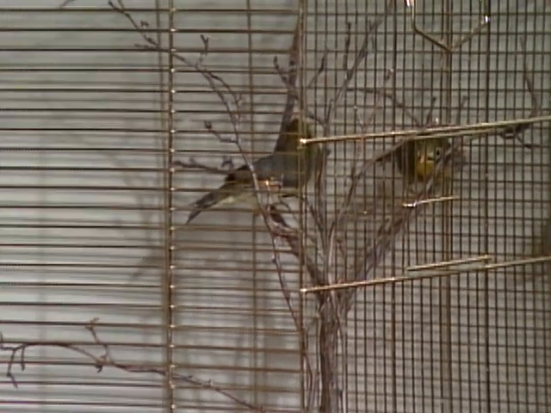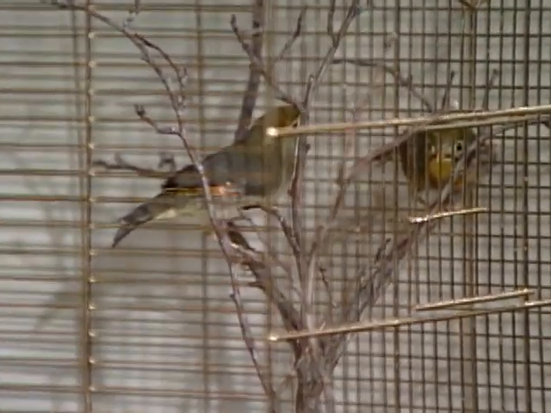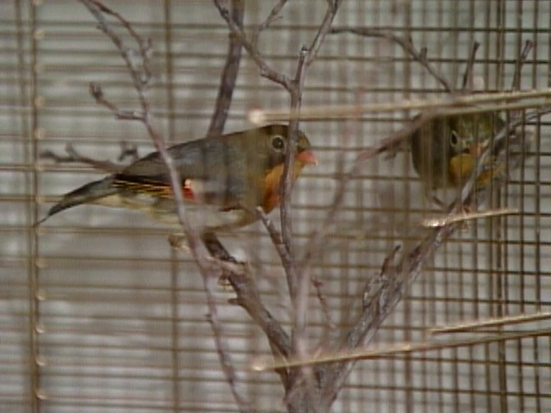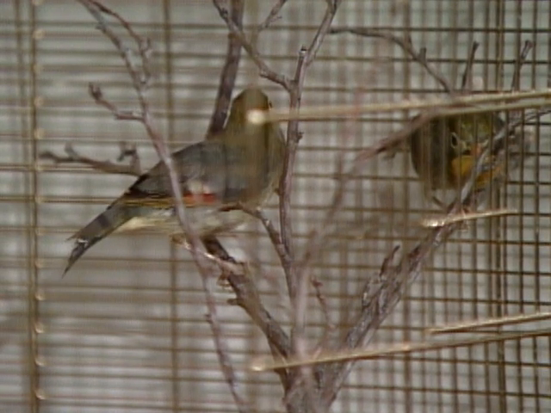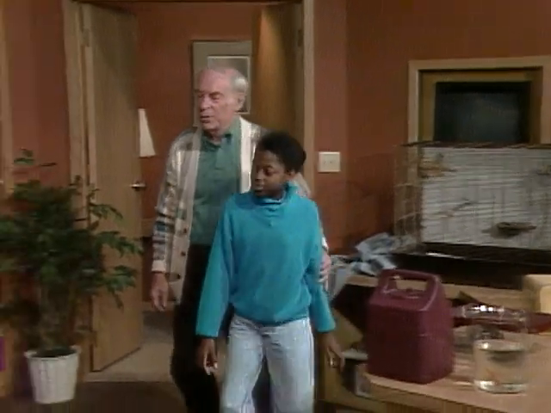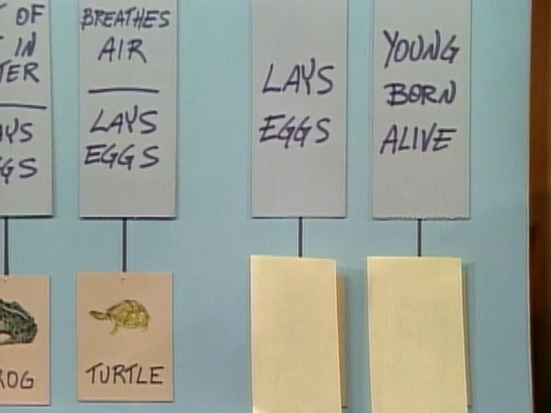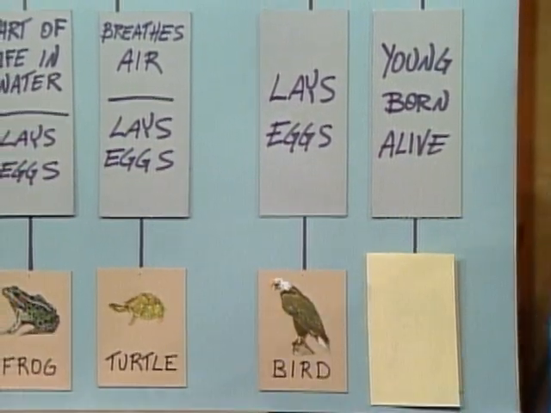Two of them, pretty, as a matter of fact. Yeah. What kind are they? They're Peking robins. Neat. Yeah, aren't they neat? That's a good word for them, neat. Okay, so we have one more classification. If you got this one correct, which was backbone, warm blood, and lays eggs. Okay. It's a bird. Bird, correct.